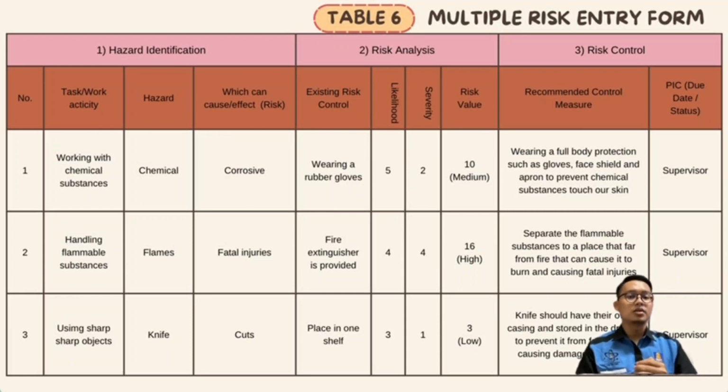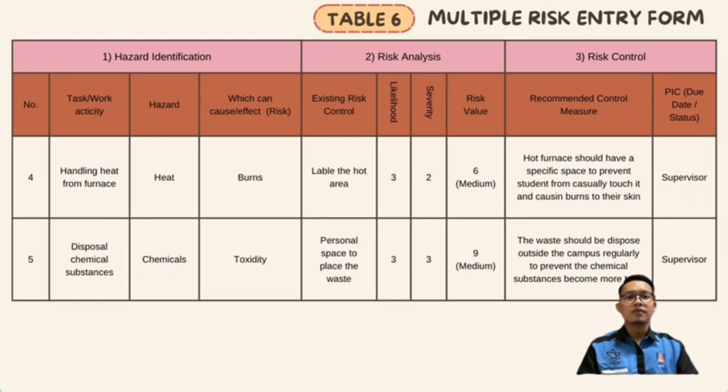For the third work activity, which is using sharp object, that has a likelihood of 3 and severity of 1, and the risk value is 3. The fourth work activity is handling heat from the furnace, which has a likelihood of 3 and severity of 2, and a risk value of 6. For the last one, disposal of chemical substance, that scores a likelihood of 3 and severity of 3, and the risk value is 9.